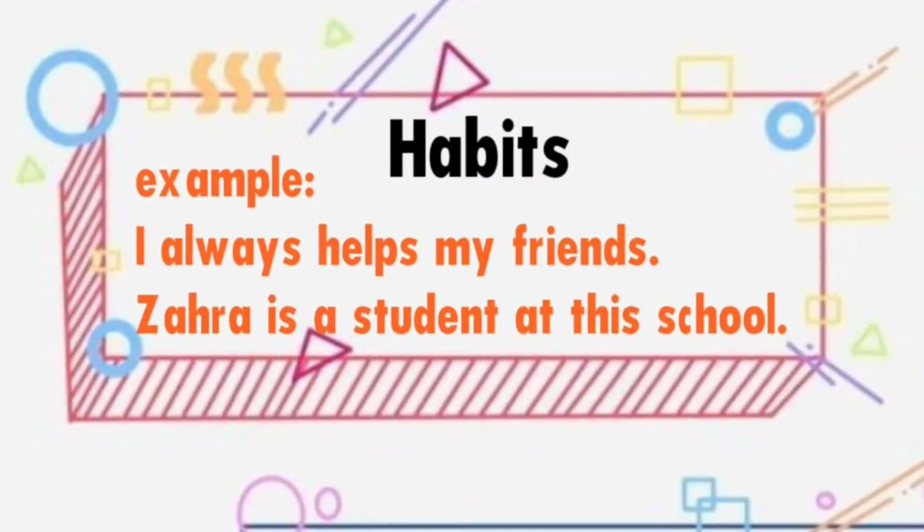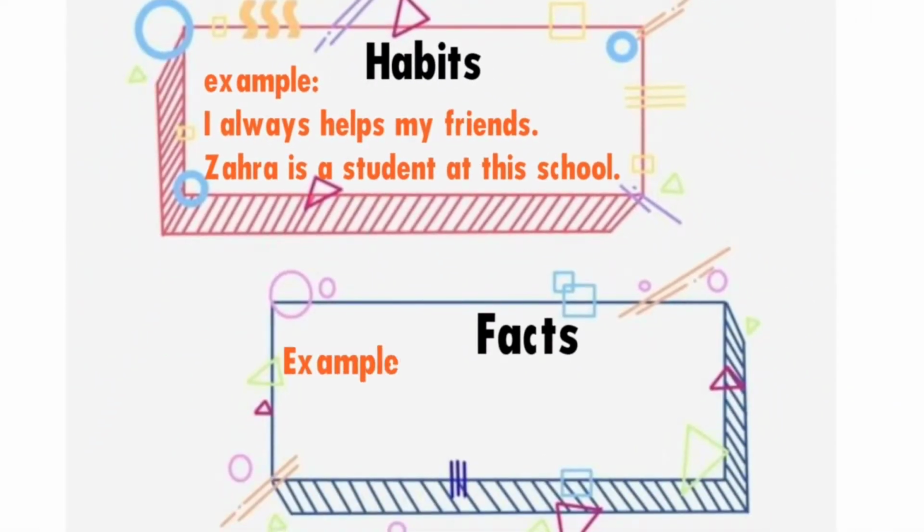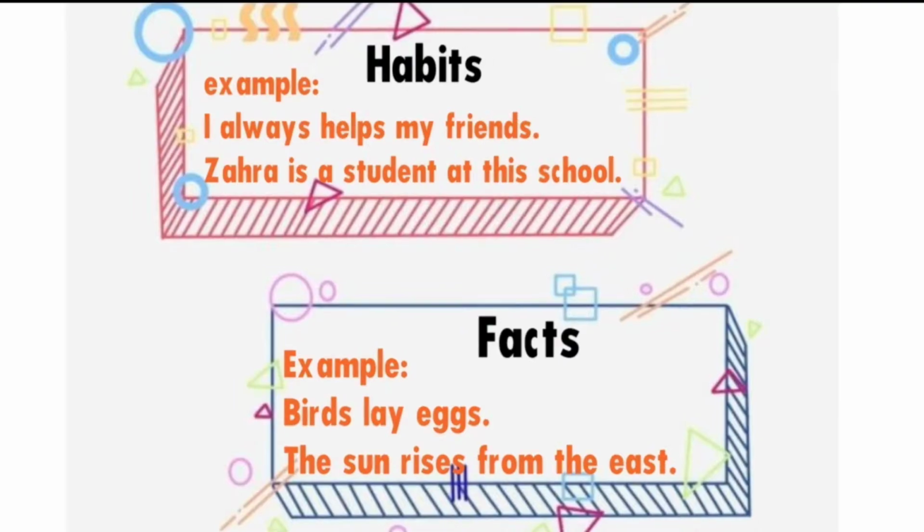And about the facts or something based on real occurrences, you can see these examples. The first one is birds lay eggs. Burung bertelur. The second example is the sun rises from the east. Matahari terbit dari sebelah timur.